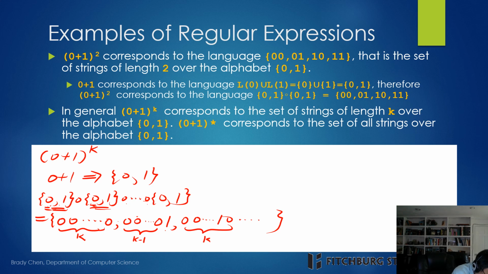Now what about 0 plus 1 star? That basically corresponds to the set of strings over the alphabet 0 and 1, so it's all the combinations of 0 and 1, also including the empty string. So 0 plus 1 star, the Kleene star, corresponds to epsilon, 0, 1, 00, 01, 10, 11, and 000, and so on.